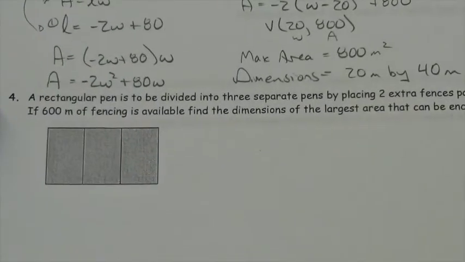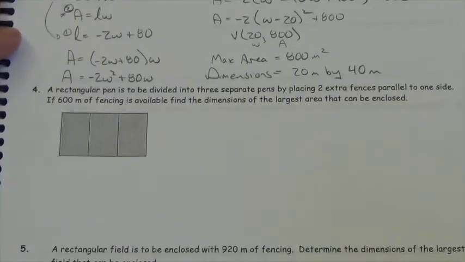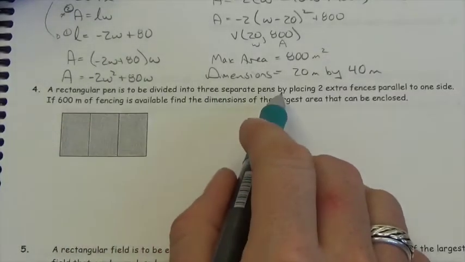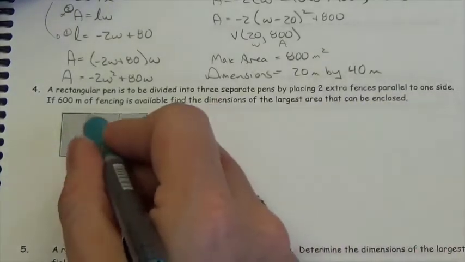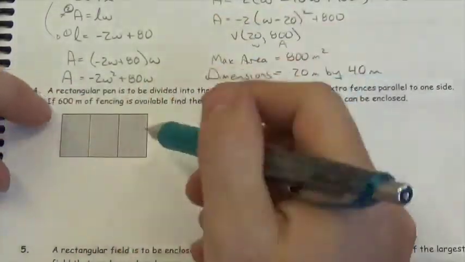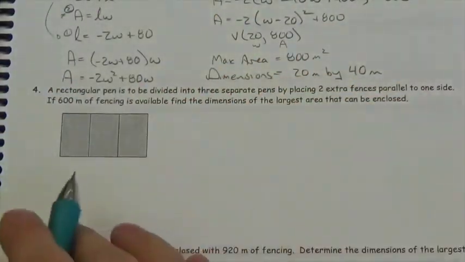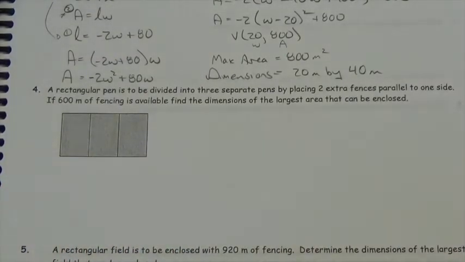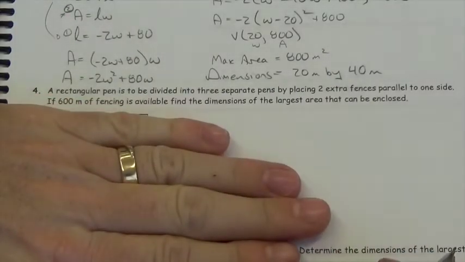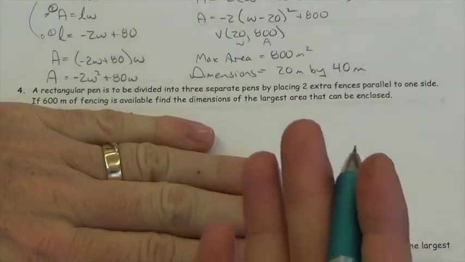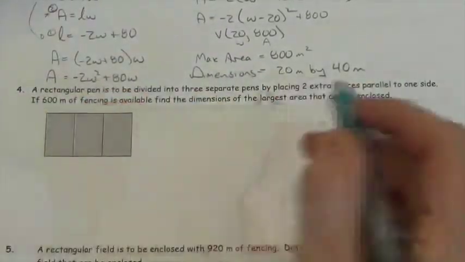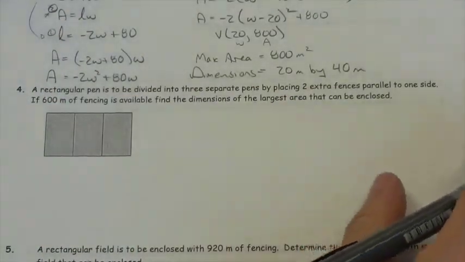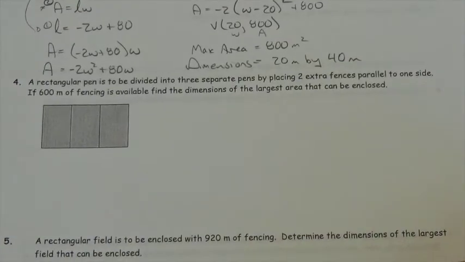Okay, let's take a look at another one. I'll zoom out a little bit here. A rectangular pen is divided into 3 separate pens by placing 2 extra fences parallel to one side. So these two lines here are parallel to the outside sides. We want you to see this one with the diagram because it often shows up on assessments without the diagram. This takes the level of this question up a little bit because it's about reading the question and pulling out the diagram from the description. That can be hard, but that's something that we want you to be able to do.